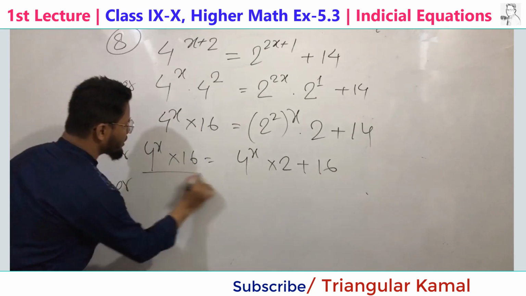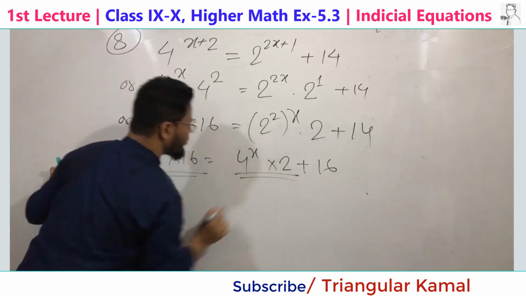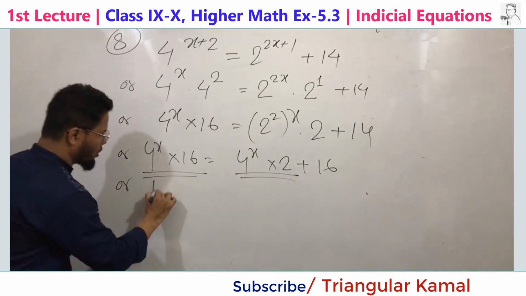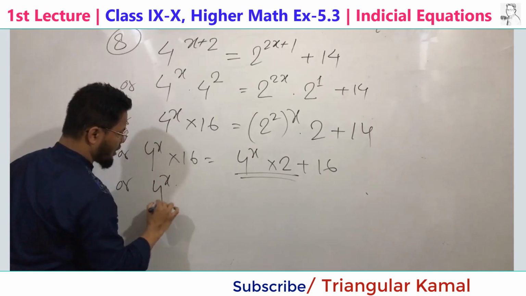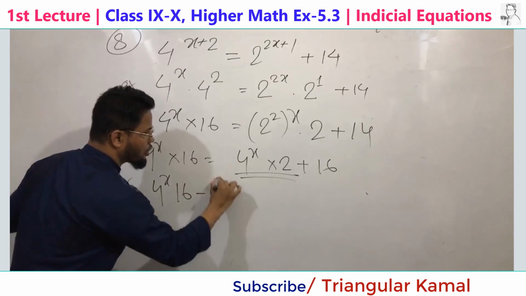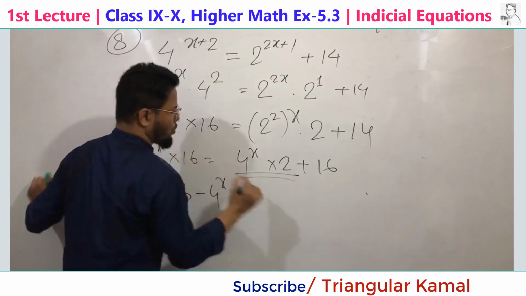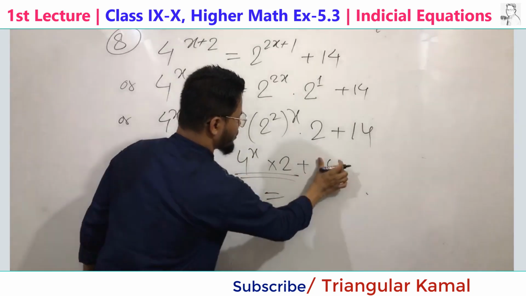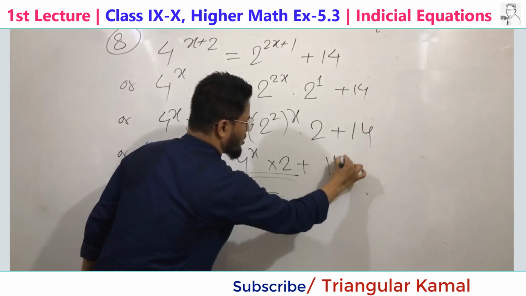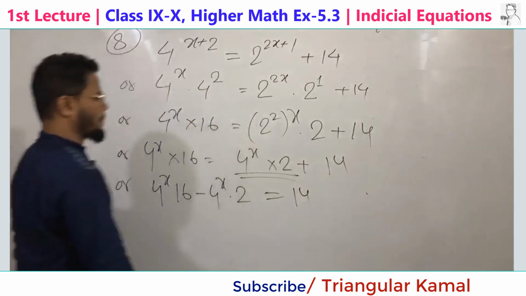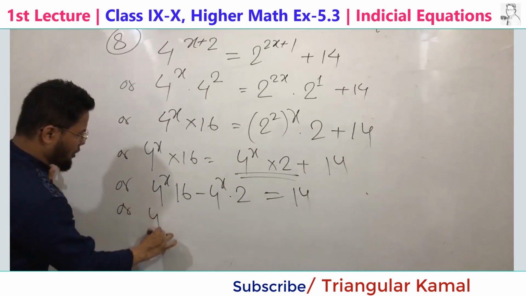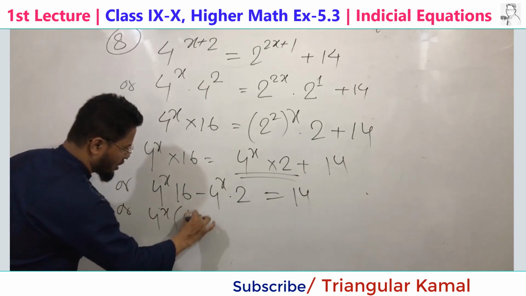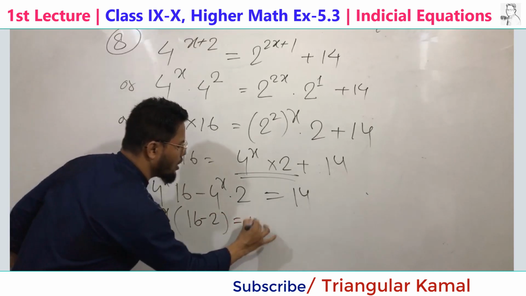Now what we see here, the left side and right side both are the same number, so we can change this one. 4 to the power x multiply 16 minus 4 to the power x multiply 2 equals, sorry, this one is 14. Now you can take 4 to the power x common, then 16 minus 2 equals 14.